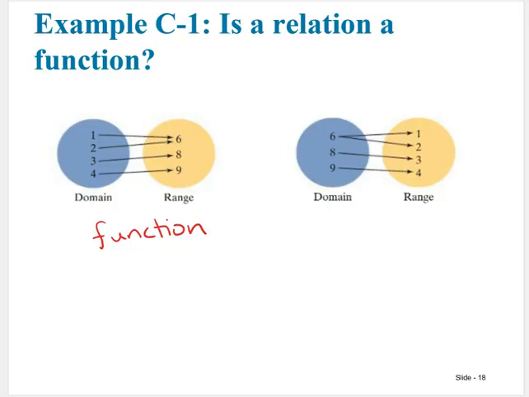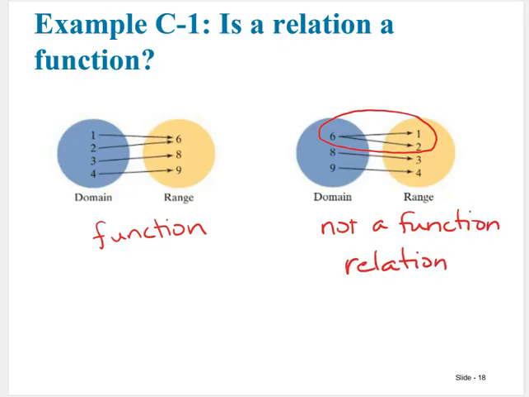Notice the one on the right, however, especially here, shows right up at the top with that 6. 6 is going to both 1 and to 2. It cannot go to both. It has to go to one or the other. So that domain value cannot have two different range values that correspond. So this one is not a function. This representation over here would just be a relation. It's a relation only. So functions are just special relations, that's all.